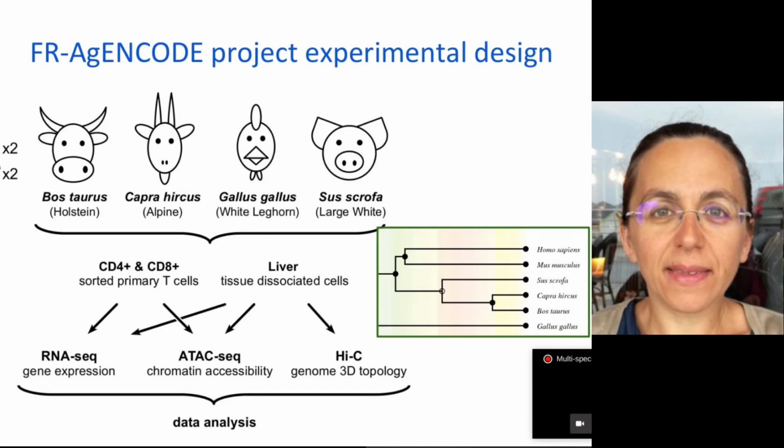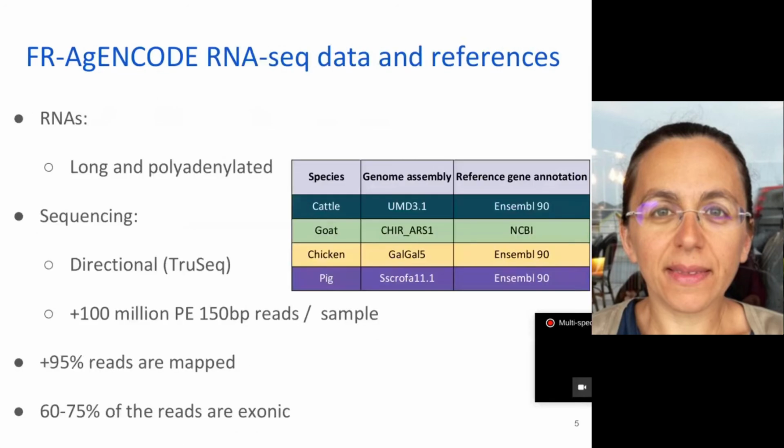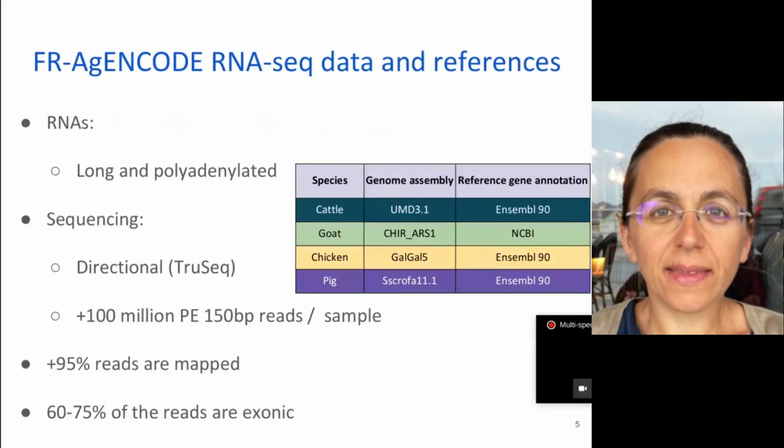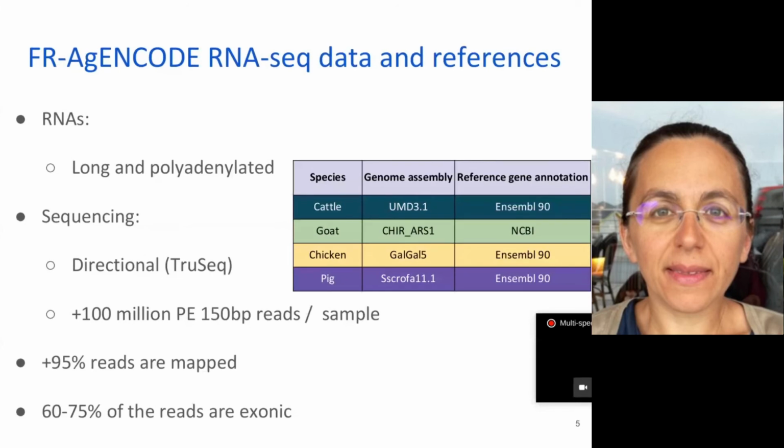For these 3 tissues, we are performing RNA-seq for gene expression and transcript reconstruction, ATAC-seq for chromatin accessibility, and Hi-C for genome 3D topology. For the RNA-seq data, we are focusing on long and polyadenylated RNAs, where the sequencing was done in a directional way, and with quite a high depth of sequencing of more than 100 million paired reads of 150 base pairs per sample. Here I gave the genome assemblies and reference gene annotation.